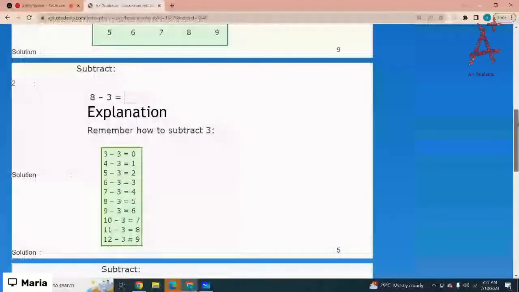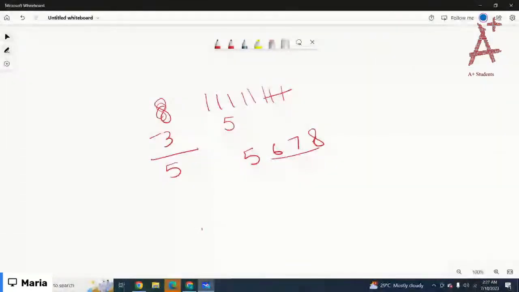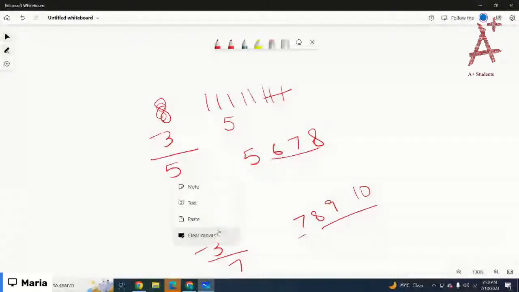The next one is 10 take away 3. So start with 10, go back 3 numbers: 10, 9, 8, 7. So back 3 numbers, it would be 7. So 10 take away 3 is 7. So the correct option is 7.